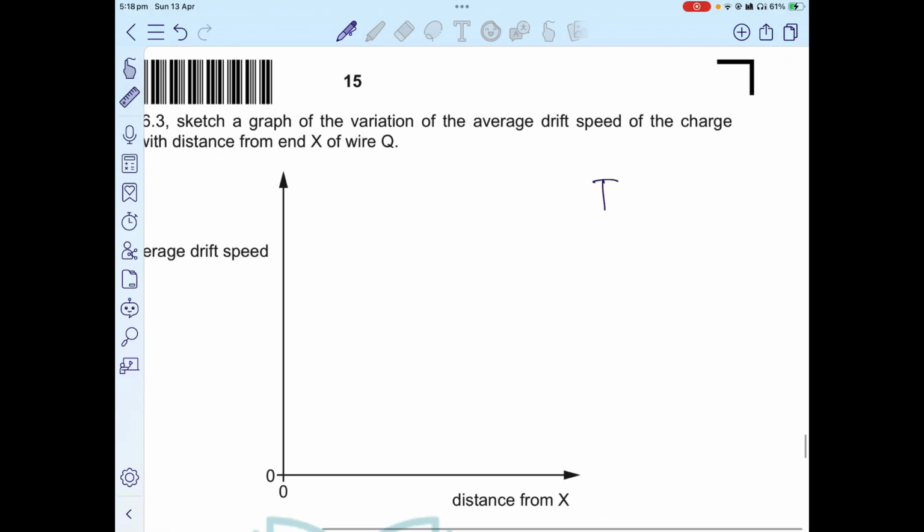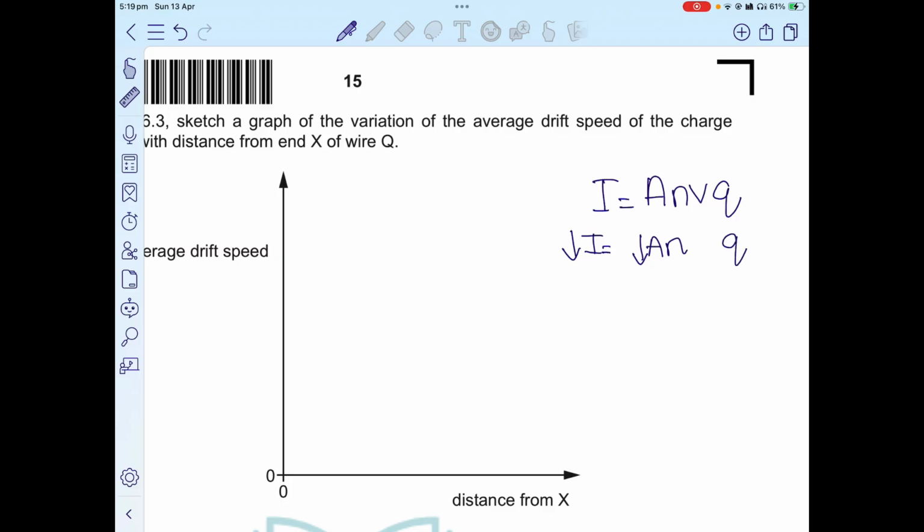Now we know that I is equivalent to A n v q. Because as we move to the other end, the area actually decreases. If the area decreases, the resistance increases, and if the resistance increases, the current also decreases. So the current is decreasing, the area is decreasing, and the number density would still be constant because it's the same for a material. The drift velocity is something I want to figure out. The q value, the charge, is also constant.